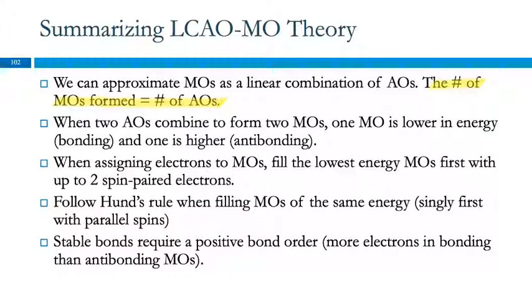When assigning electrons to the molecular orbitals, we fill the lowest energy ones first with up to 2 spin paired electrons. We follow Hund's rule. When we have orbitals with the same energy, we put a single electron in each of them, and then we pair them up before we go on to the next higher energy. And then to have stable bonds, we have to have a positive bond order, meaning there are more electrons in bonding orbitals than there are in anti-bonding orbitals. That tells us this will be lower in energy than the 2 atoms by themselves.